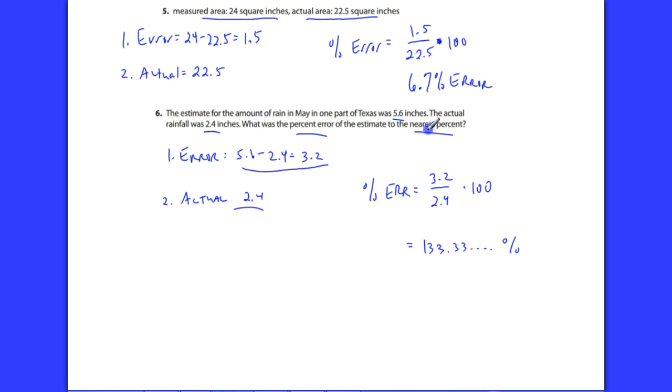However, they did say rounded to the nearest percent, so the nearest whole percent would be that one. So the answer that they're looking for is 133%. That's rounded off, and there you have it. That is how you find percent of error. So you've got it. Bring those notes to class, and we'll go from there.